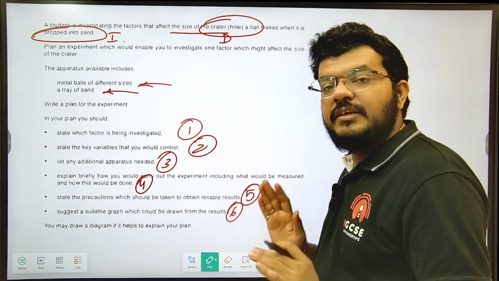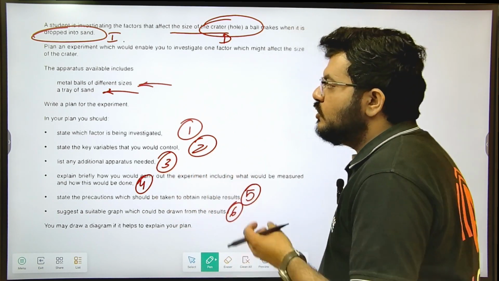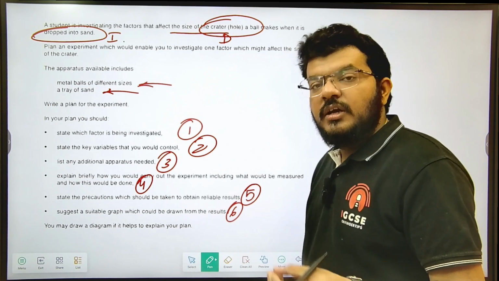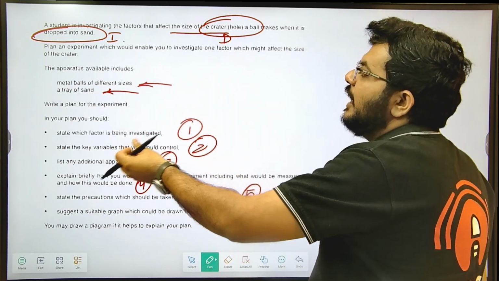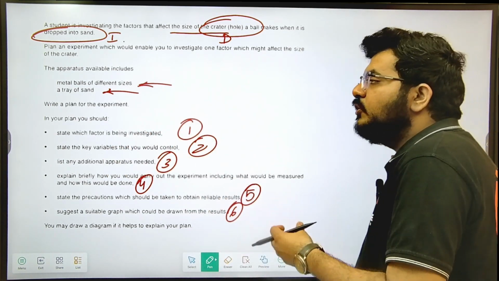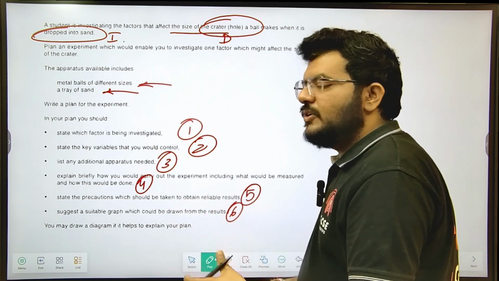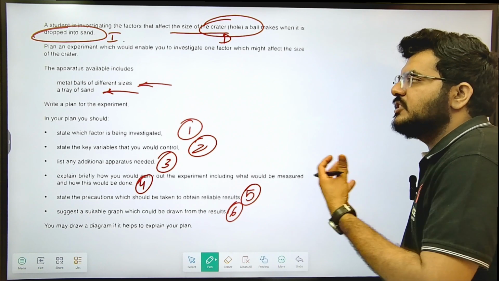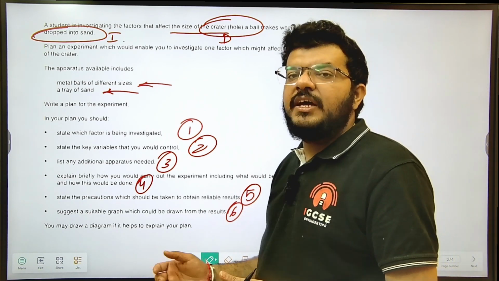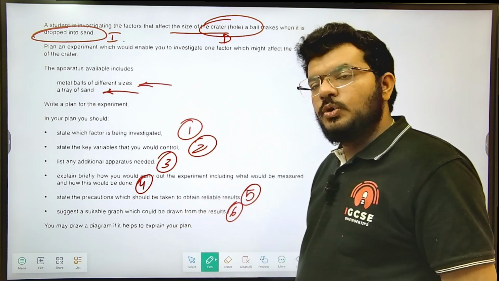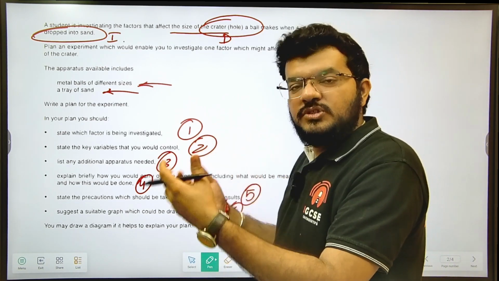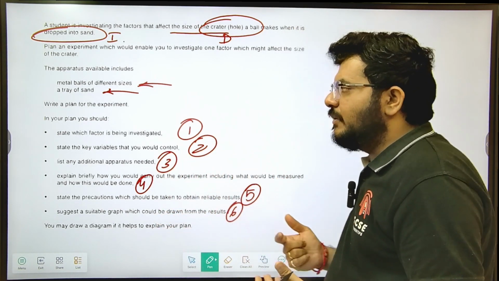First, define the dependent and independent variables. So your independent variable is the size of the ball. The dependent variable is the size of the crater. How will you measure the size of the ball? You can measure it with vernier calipers. How can you measure the size of the crater? You can find it out by using a meter rule, because you don't require that much accuracy.